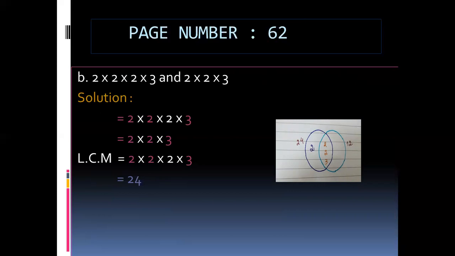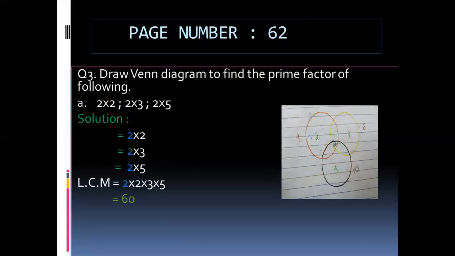So when we draw the diagram, you see 2 multiplied by 2 multiplied by 3, we write in the common portion. 2 is left in the first set of the prime factors, so I write there 2. No number is left to write in the second set of the prime factors. So the LCM is 2 multiplied by 2 multiplied by 2 multiplied by 3. After finding the product, the LCM of part B is 24. Only two parts are there in question 2.